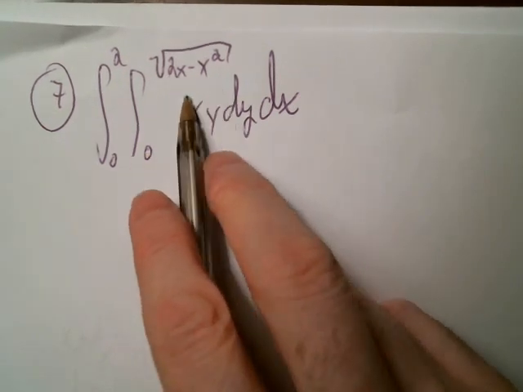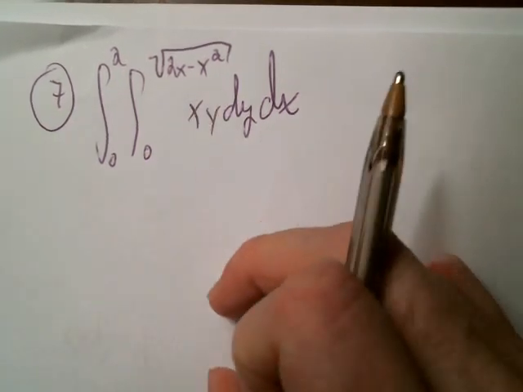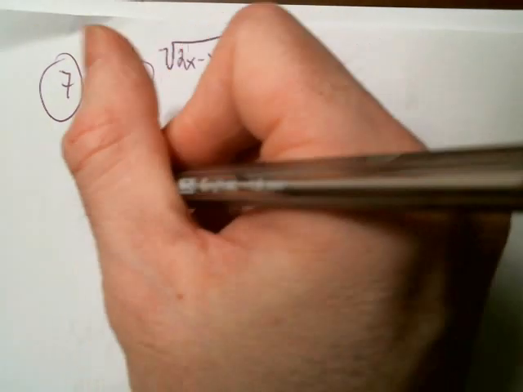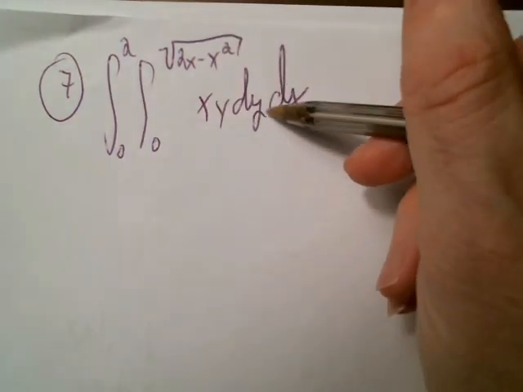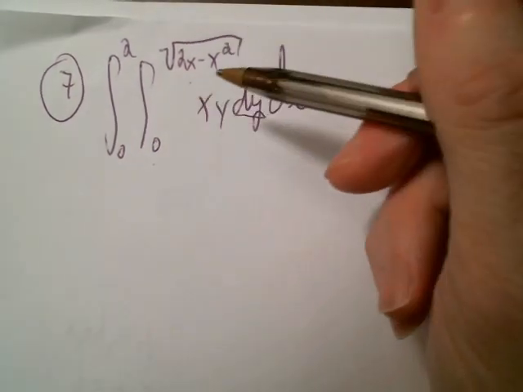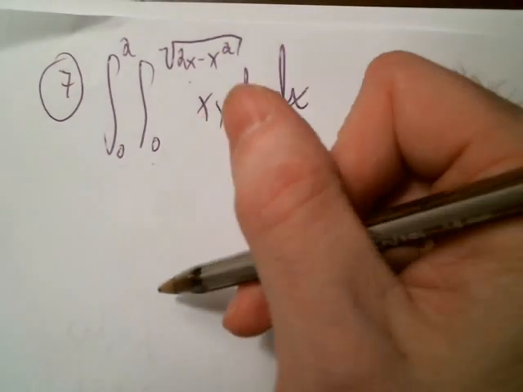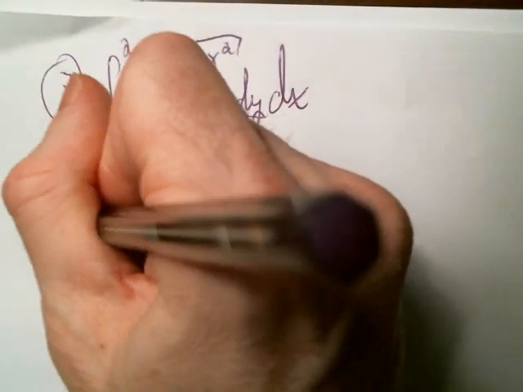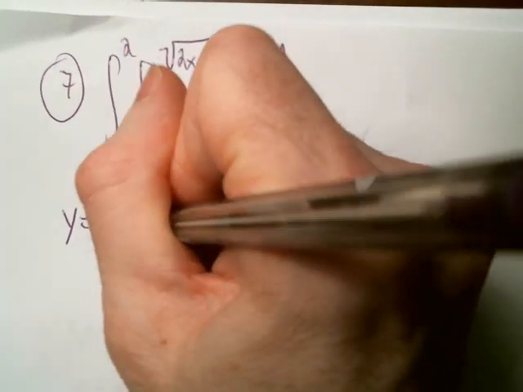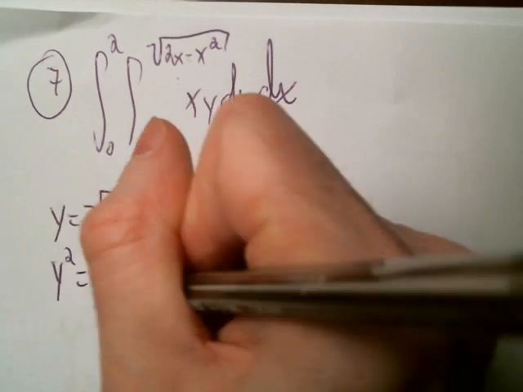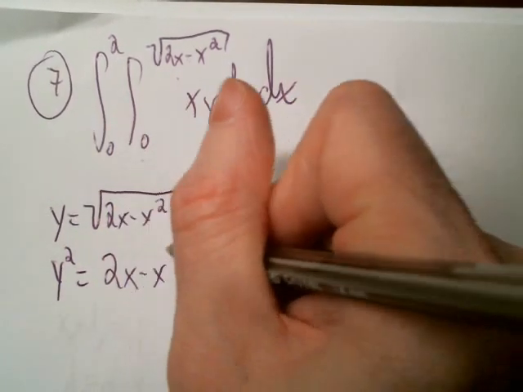This thing right here is actually a circle. It's one of the sideways circles, right? So let me get a picture of it. In order to flesh it out, what do you think? It's y first, right? So it's y equals 0 to y equals square root of 2x minus x squared. So it's the x-axis to whatever this is. And what is that? Square both sides: y squared is 2x minus x squared.